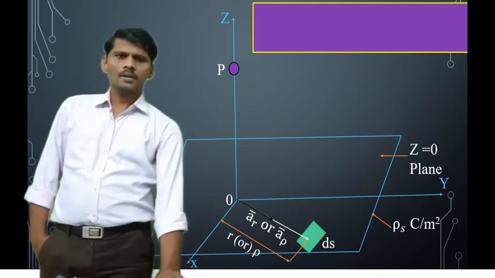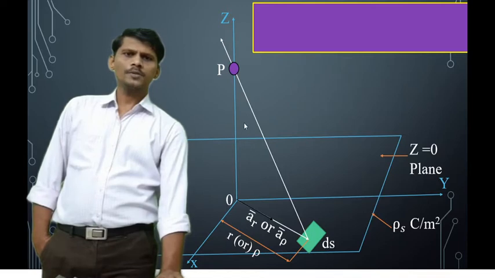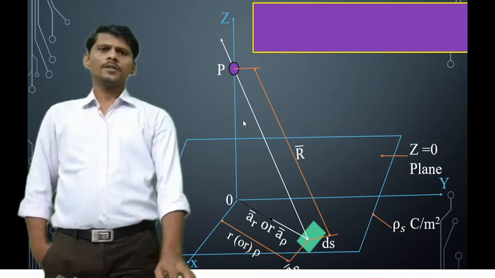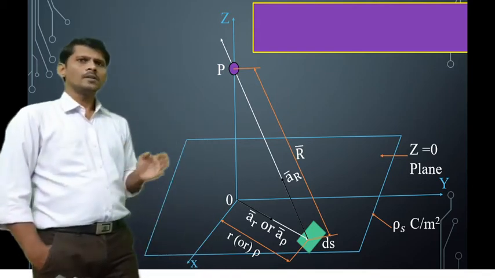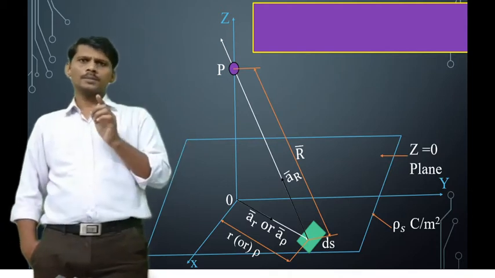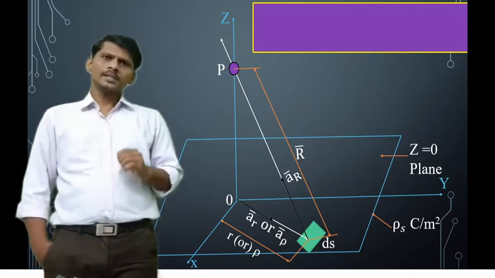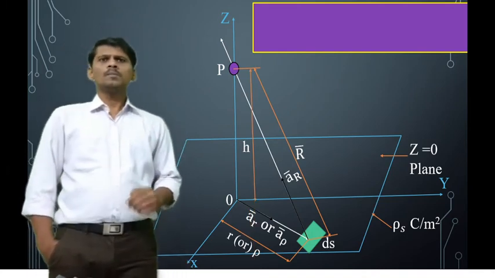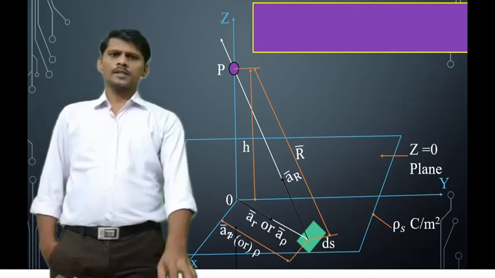Next, draw the vector line from the elementary surface sheet to point P. The distance from the elementary surface sheet to point P is capital R bar, and along this direction the unit vector is a suffix capital R bar. Small h is the distance from the origin to point P. Along the z-axis direction, the unit vector is az bar.